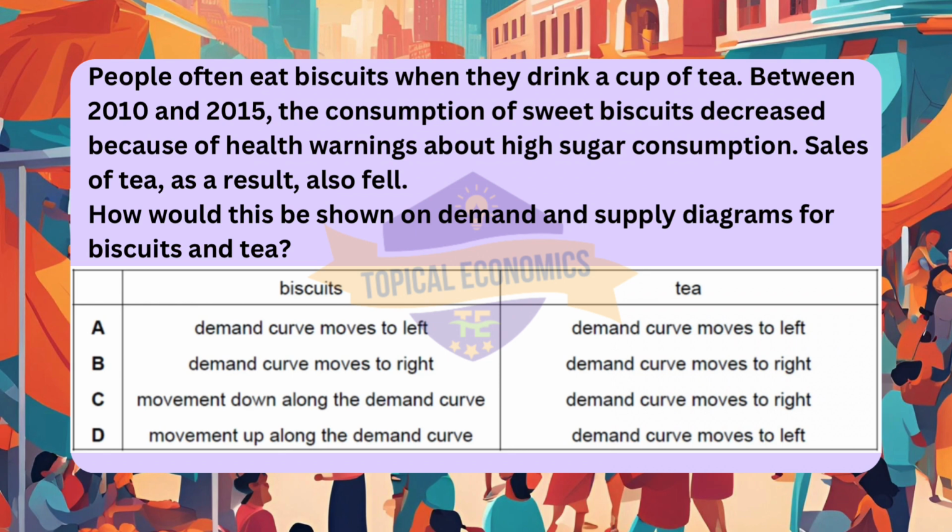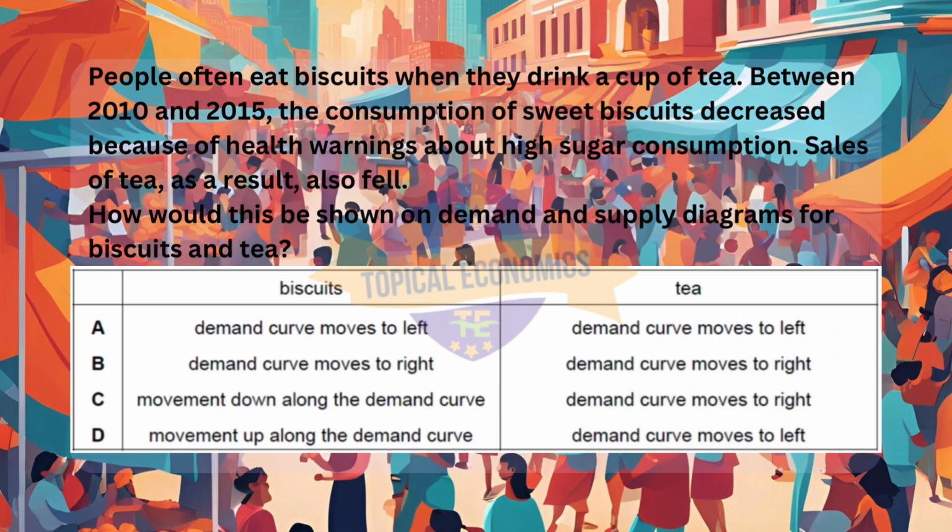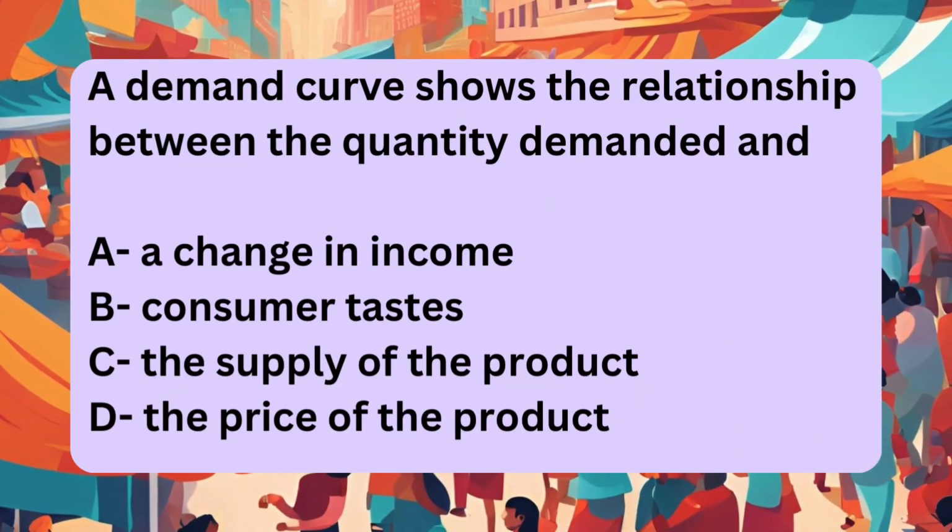Now, for tea, since people often consume biscuits with tea, the decline in biscuit consumption also led to a decrease in tea consumption. If fewer people are buying biscuits, they are less likely to pair them with tea, causing a decrease in demand for tea as well. Again, this is represented by the demand curve for tea shifting to the left on the demand and supply diagram. Moving to question 11.